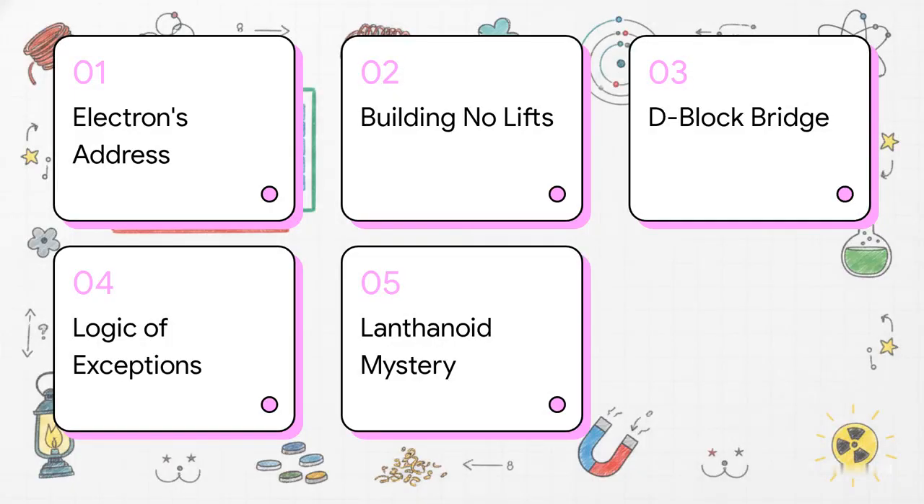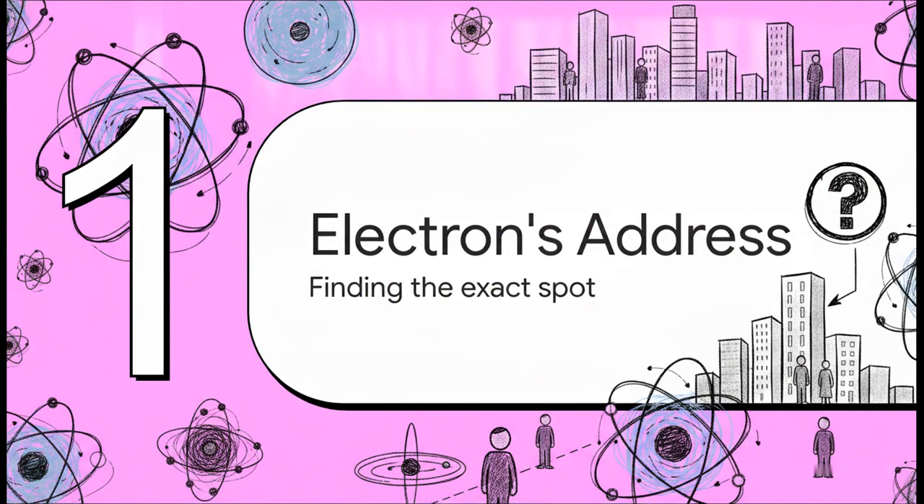Here's our master plan for this explainer. First, the electron's address, then the building without lifts, followed by the D-block bridge, the logic behind exceptions, and finally, the lanthanoid contraction mystery. All right, kicking things off with Section 1, the electron's exact address.